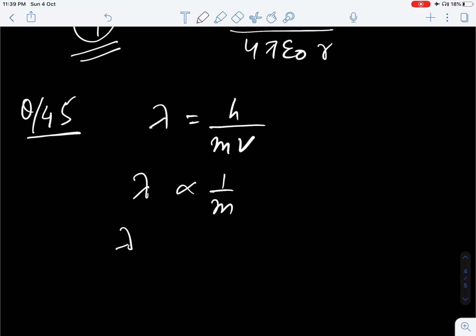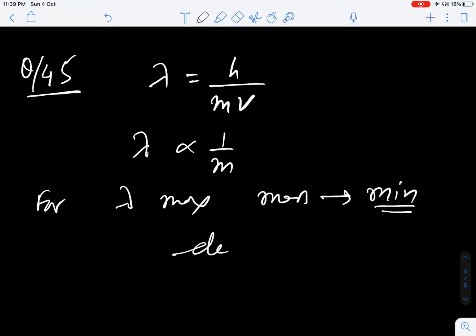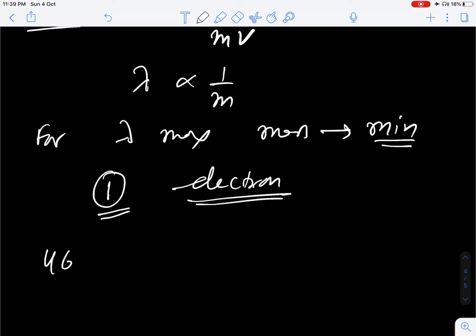So for lambda to be maximum, mass should be minimum, and minimum mass is of the electron. Out of these particles, minimum mass is of electron. So the correct option is 1. The electron has minimum mass, so its wavelength will be maximum. Question number 46.